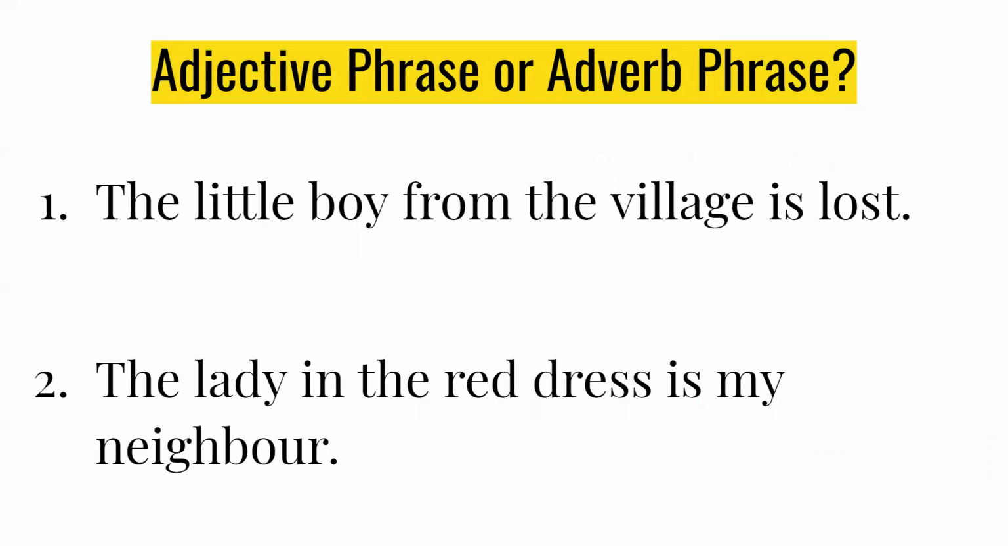Let's practice. We're going to identify the phrases in each sentence and determine whether it's an adjective phrase or an adverb phrase. The little boy from the village is lost. Oh, and you may have noticed that both adjective and adverb phrases begin with prepositions. They are sort of a subset or a category of prepositional phrases.